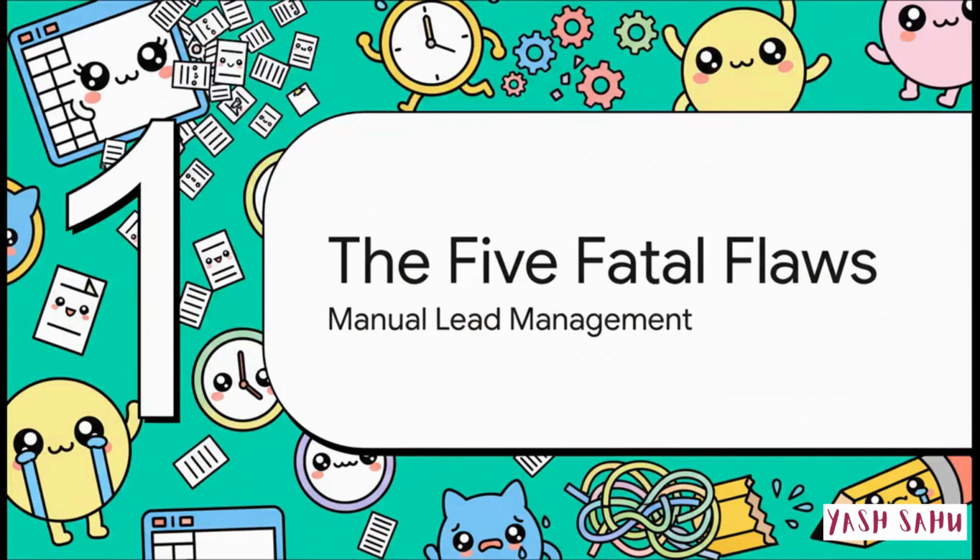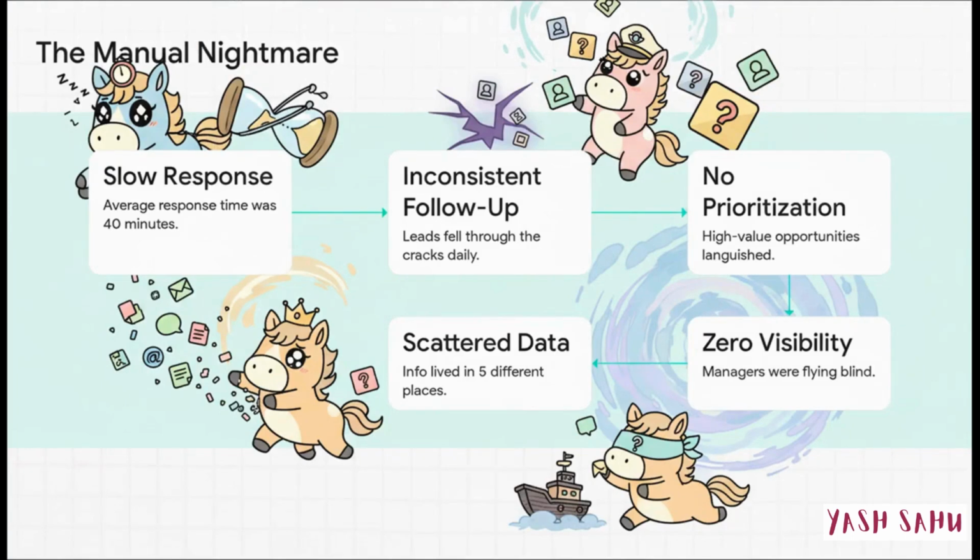So, before we can even talk about the solution, we have to get real about the problem. Why do these manual systems, these messy spreadsheets, always seem to fall apart when things get busy? Well, it usually boils down to a few critical, fatal flaws. Here they are. You could almost call them the 5 horsemen of the sales apocalypse.